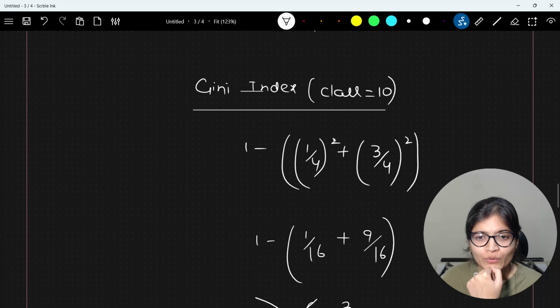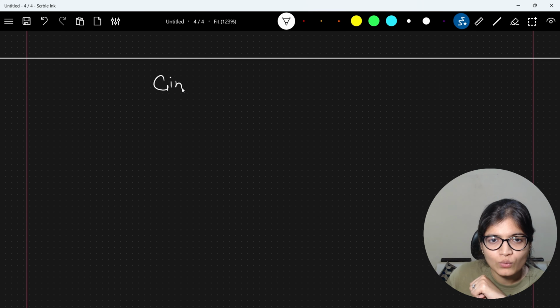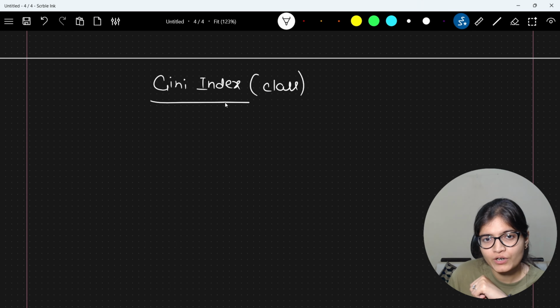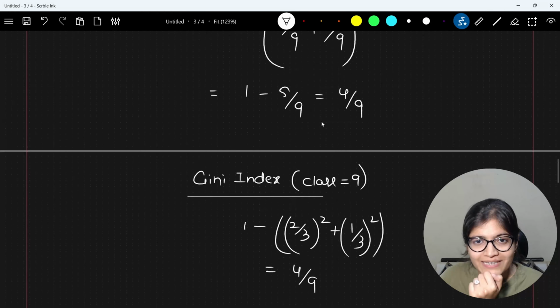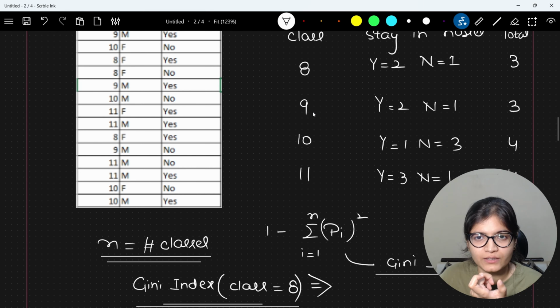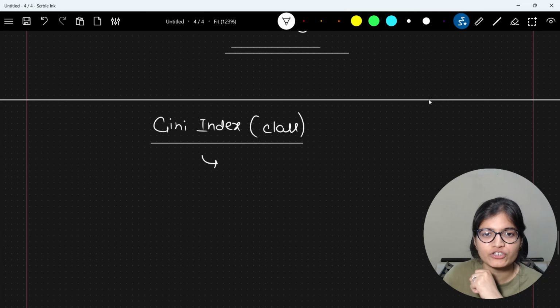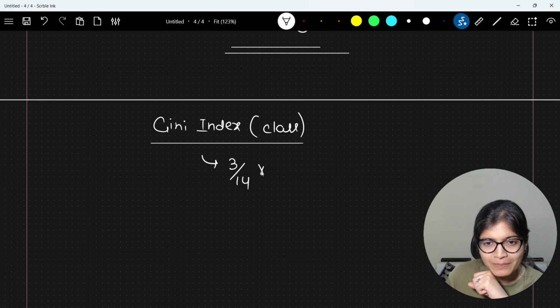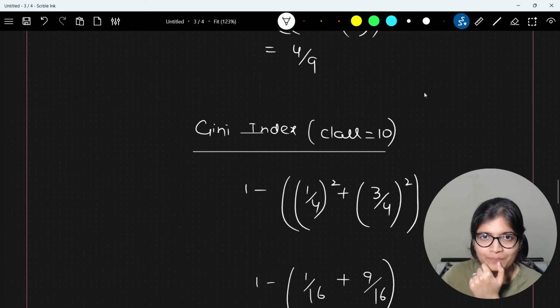Now what we really want to calculate is the Gini index value for the complete class feature. How can we evaluate that? We just have to see how many records there are. What is the probability of the number of records of 8? It will be 3 out of 14, because in total we have 14 records. So you have to find the combined Gini index, which is 3 by 14 multiplied by the Gini index for class 8, which is 4 by 9.